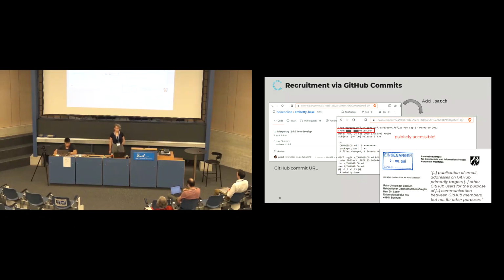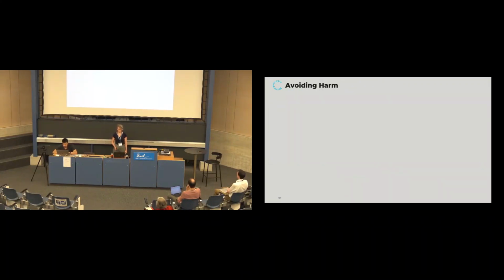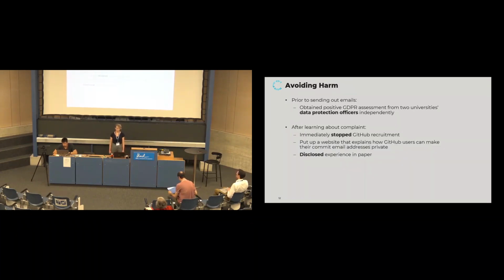And we also learned that people aren't really aware that their addresses are visible in GitHub commits, because this is a bit of a tricky topic. We dealt with all of this. Like I said, we had already asked DPOs before. We stopped GitHub recruitment afterwards, and we put up a website that explained how people can make their address invisible in the GitHub commit. And we chose to disclose this in the paper so that the community can learn from this and will in the future no longer use this method for recruitment or be aware of the dangers.